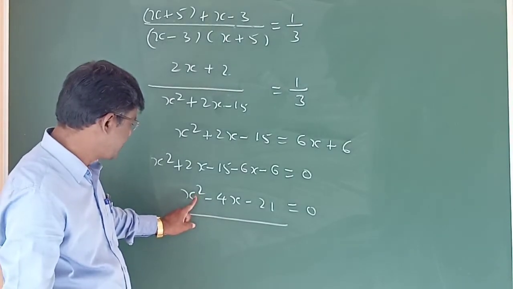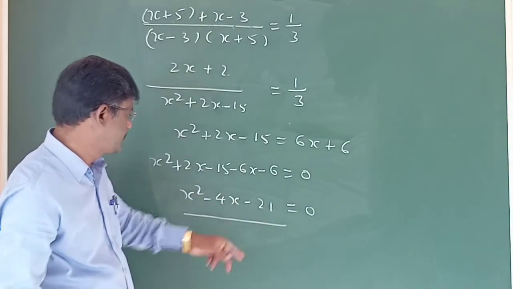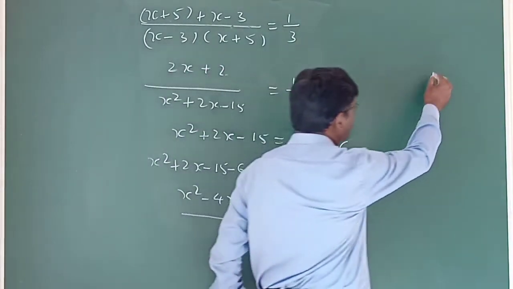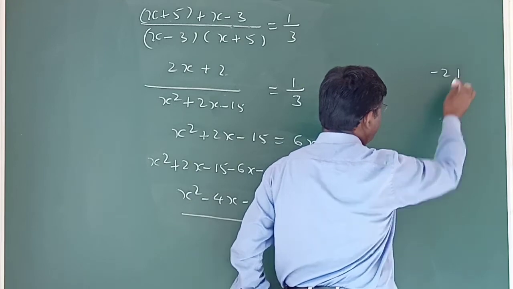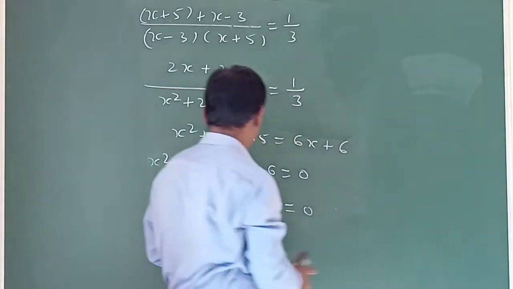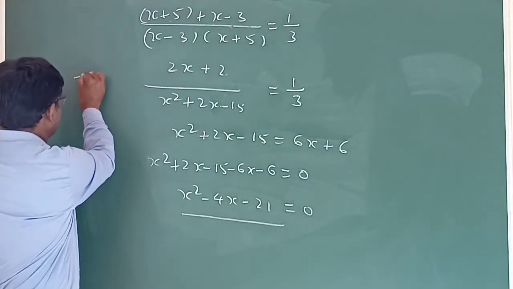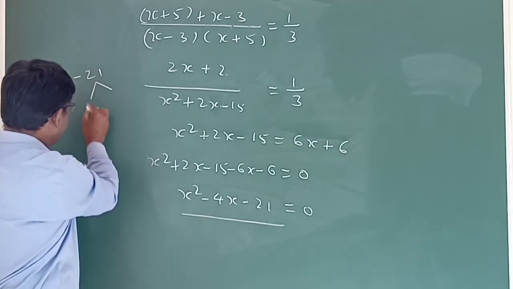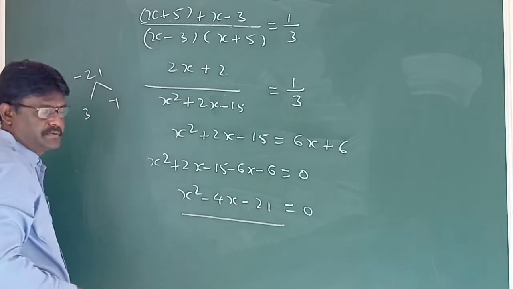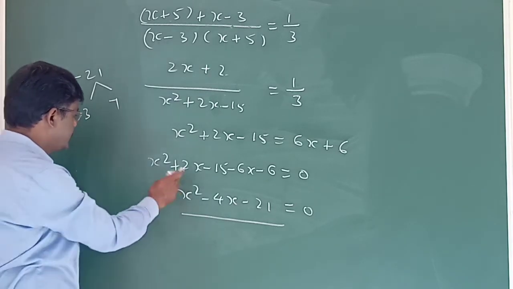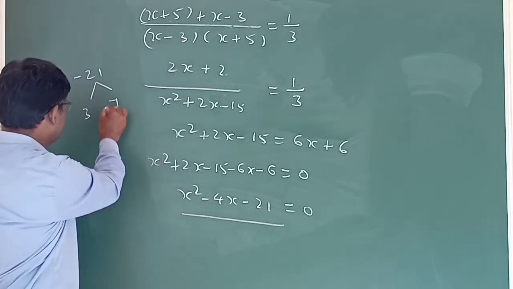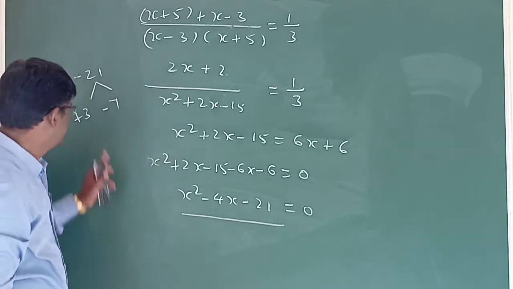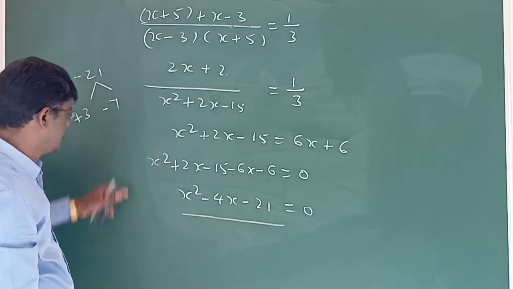Now, we shall factorize this: x square minus 4x minus 21. You know, 1 into minus 21. Okay, better this side I will take. Minus 21, factors: very simple factors, that's why directly can be guessed. 3 sevens are 21. The difference should be minus 4, and plus into minus is minus.